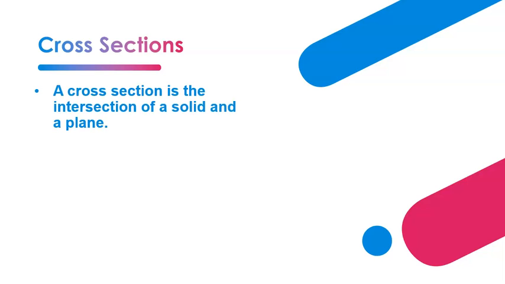Okay, a cross section is the intersection of a solid and a plane. So remember we talked about planes back in first semester. It's like a flat shape that goes on forever. The end result is a two-dimensional shape.